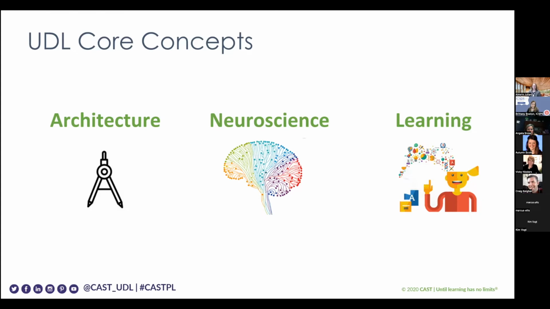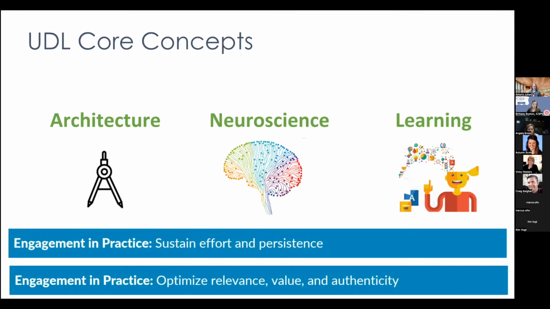That's universal design. Looking at it in neuroscience, understanding that students learn in different ways and understanding the way in which students learn and how those connections help students learn. So being practical in our application, but also for those of us in the career and tech ed space, that learning by doing, being able to have some hands-on activities can really help make that neurological connection to education. And so elements in practice: sustain the effort and persistence, and then engage in practice, optimize relevance, value, and authenticity. So we see a lot of those three aspects, architecture, neuroscience, and learning, within the UDL core concepts.